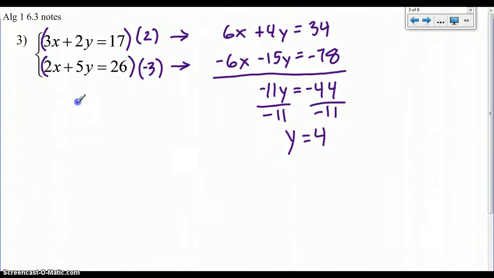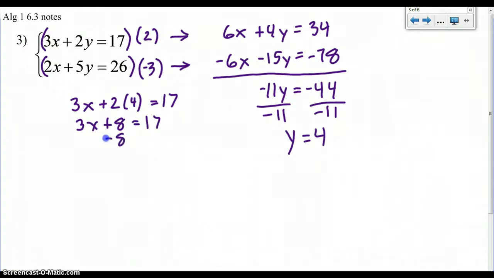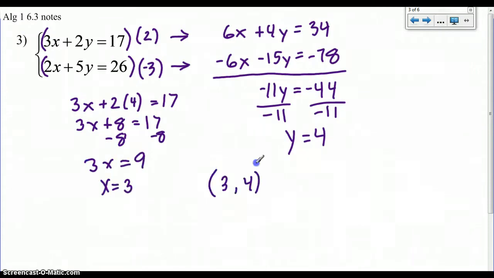Life is good. Let's go ahead and plug that value, the y value, so 3x plus 2 times 4 equals 17. And then we'll just simply go about solving for x. So our ordered pair is the point (3, 4).